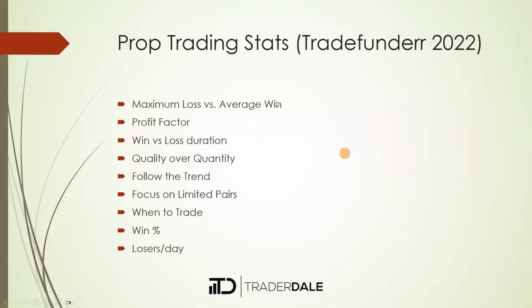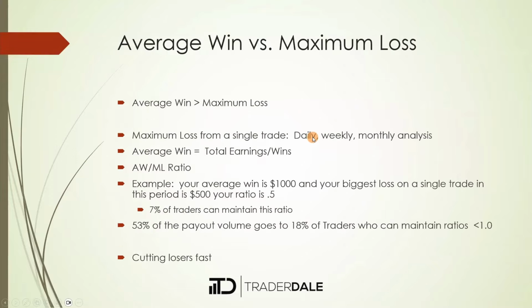All right. So those are the 9 fronts where they isolated out some pretty solid stats on what the top performers are doing. And so we'll go through these one by one. If you guys have questions, please let me know throughout any of this. But we'll start with average win versus the maximum loss.